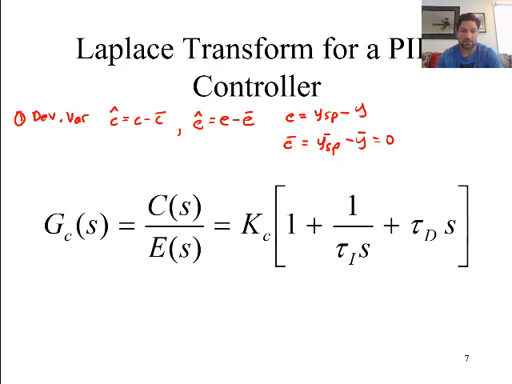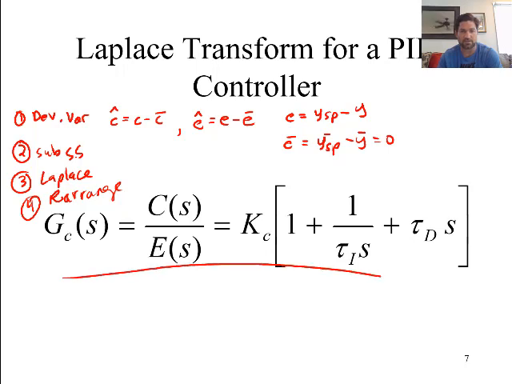And again, we know this is going to be 0 because at the steady state condition, this is initially 0. After we do deviation variables, we substitute. Next, we subtract out steady state. Next thing we do is we apply Laplace. Then we rearrange, and when we rearrange, we get the transfer function for the controller that looks like this.